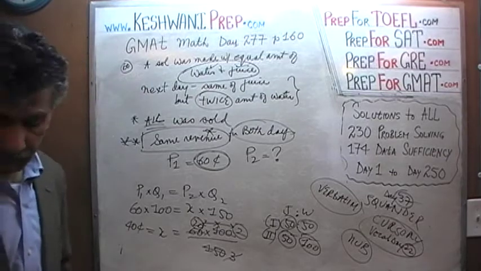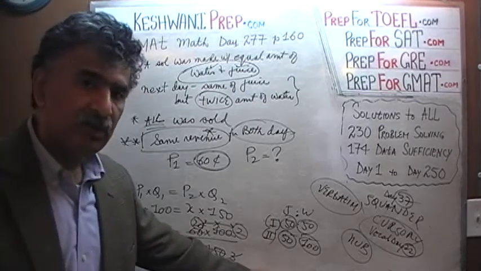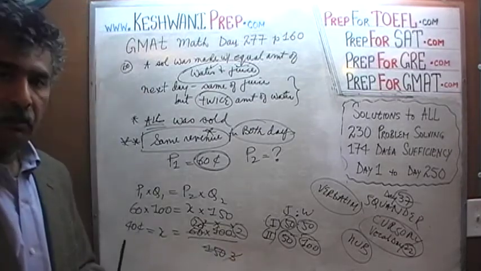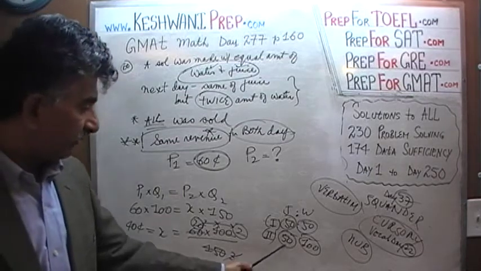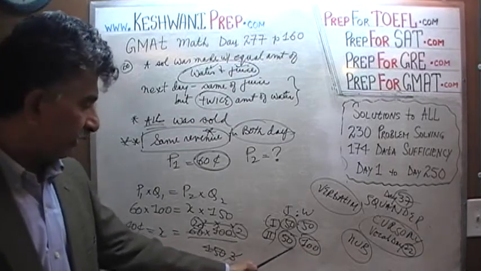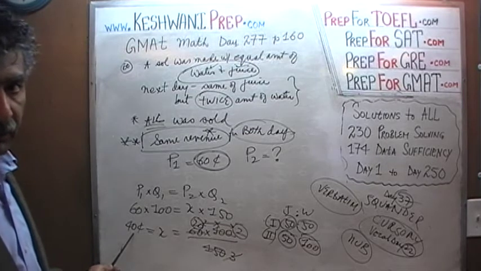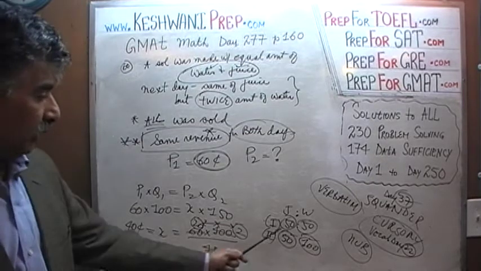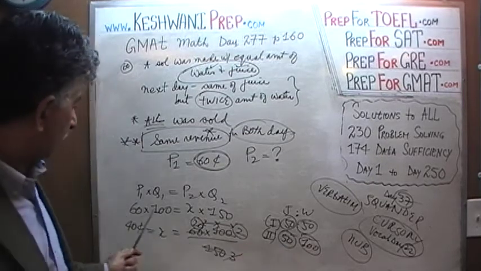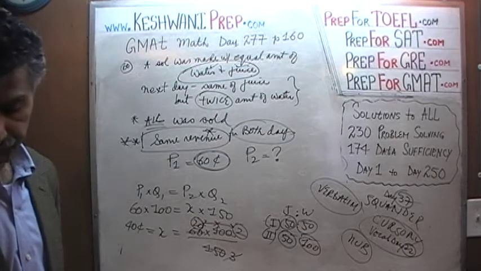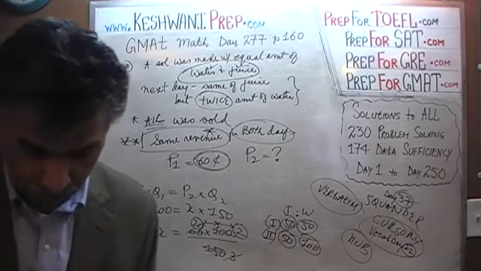On the second day, we must have charged 40 cents per glass because we are told that we sold 150 glasses on the second day. 150 times 40 is the exact same amount of money that we earned on the first day, which is 100 glasses for 60 cents. That's all. Let's move on to the next one.